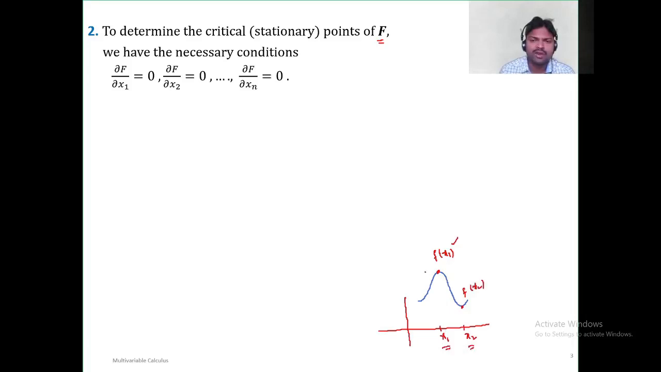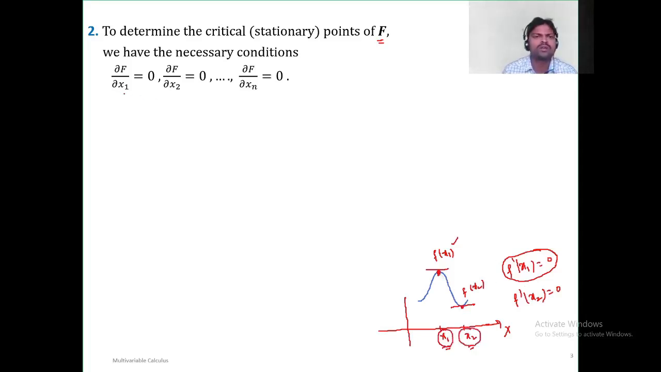Look at this point: if you draw the tangent, it is parallel to the x-axis. That means f dash of x1 is equal to 0. And if you draw the tangent at this point, again it is parallel to the x-axis, so f dash of x2 is equal to 0. Where the tangents are parallel to the x-axis, at those points maxima or minima occur, and those points are called critical points. That's what we explained in the last class already. Our goal is to find x1 and x2, simply where the derivatives vanish.